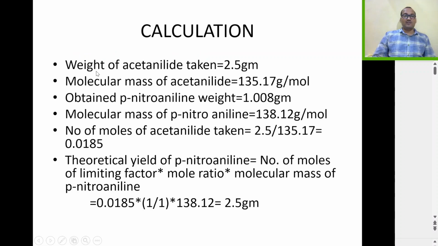So let's talk about the calculation. The weight of acetanilide taken was 2.5 gram, molecular mass of acetanilide is 135 gram per mole, and obtained para-nitroaniline weight is 1.008 gram, and molecular mass of para-nitroaniline is 138.12 gram per mole. So the number of moles of acetanilide is 2.5 by 135.17, that is 0.0185. The theoretical yield of para-nitroaniline will be number of moles of limiting reagent into mole ratio into molecular mass of para-nitroaniline. It is found to be 2.5 gram.